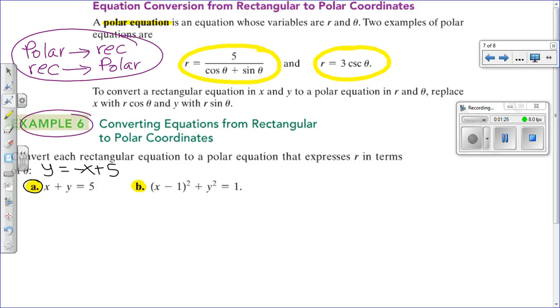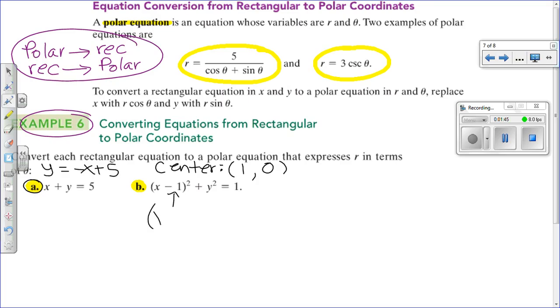It's not a circle, right? No, it is a circle, and it's a circle with the center where? (1, 0). Very good. So how do you know it's 1 and not negative 1? It's the opposite of the x, because the general form of a circle has x minus h.